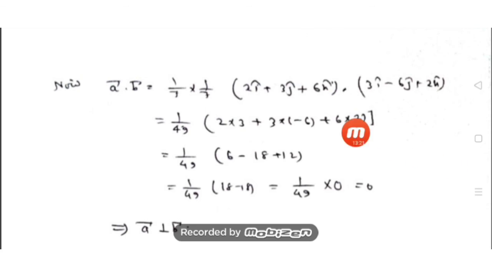So what we have to do, let us find the value of A bar dot B bar. Then A bar dot B bar is 1 by 7 into 1 by 7, because both are scalars, we can write them outside. Then first vector dot second vector. Let us do the product. 1 by 49, 2 into 3 plus 3 into minus 6 plus 6 into 2, which is 6 minus 18 plus 12, and that is equal to 0. So we have got A bar dot B bar is equal to 0. What is the conclusion? A bar is perpendicular to B bar.